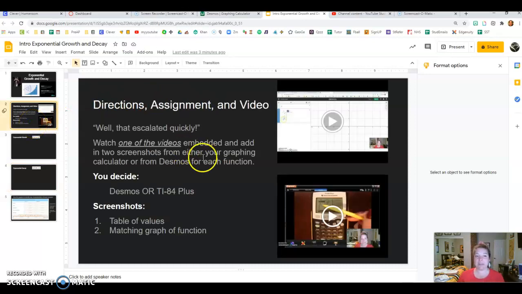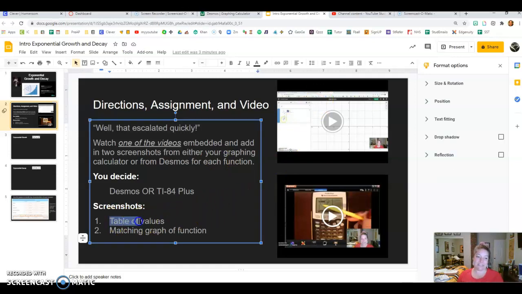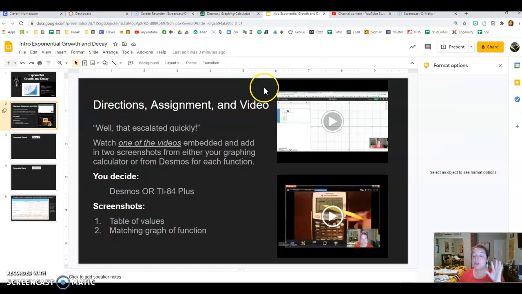But what you're going to be doing is you're either going to go into Desmos or you're going to go into your graphing calculator and you're going to graph it. But what I'm showing you today is actually something else, and that is the table of values that you're going to be finding. So you need to decide which one you want to do. Go watch the video because I show you on Desmos how to make that table. I even show you on your graphing calculator where to get that table.